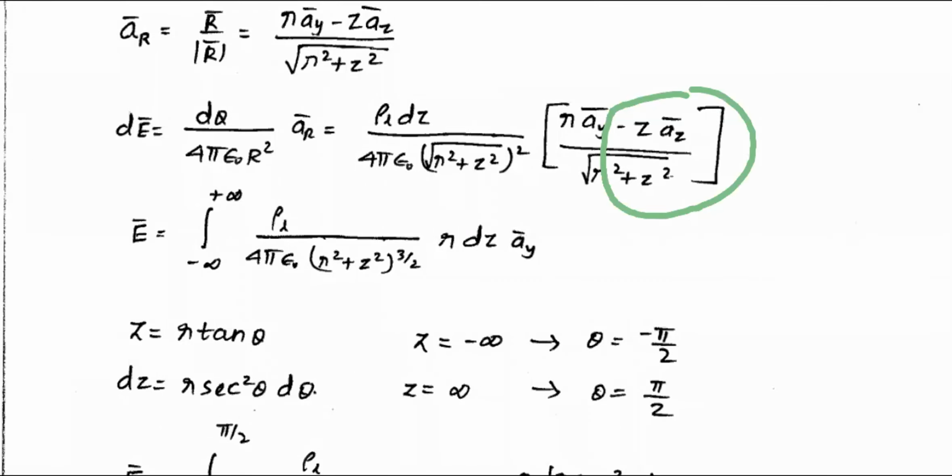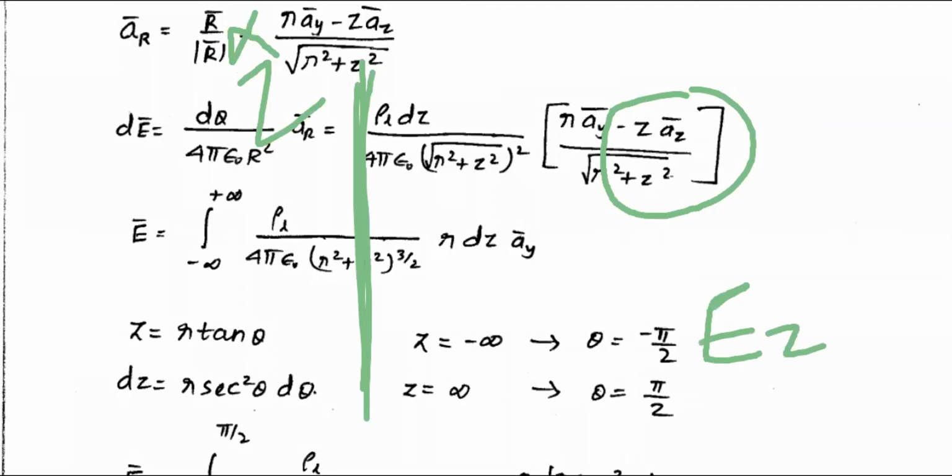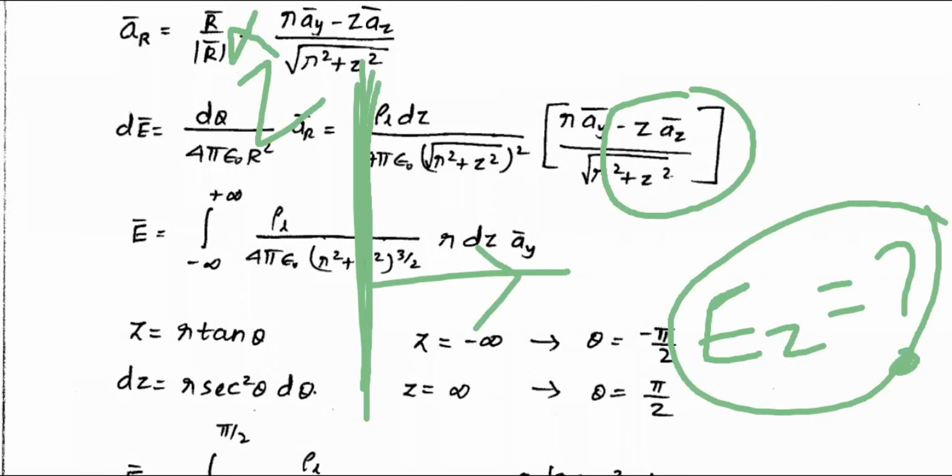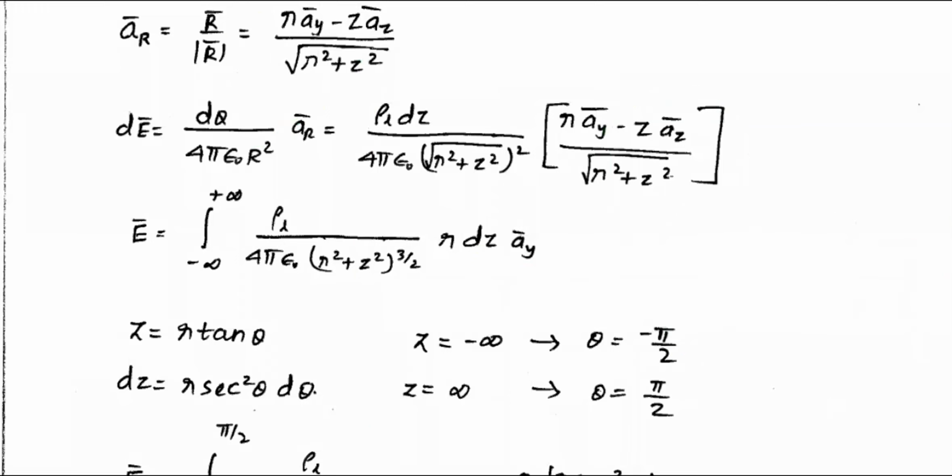Why? What is the reason? Whenever my line charge density is clearly on the z axis, will I get any electric field component on the z axis? Definitely I will not, because by observation my electric field will always be in a perpendicular direction, since my line itself is on the z axis. So I will not get any component of electric field on the z axis. That's why this is 0. You can neglect this directly, or even if you do integration, finally it will become 0.